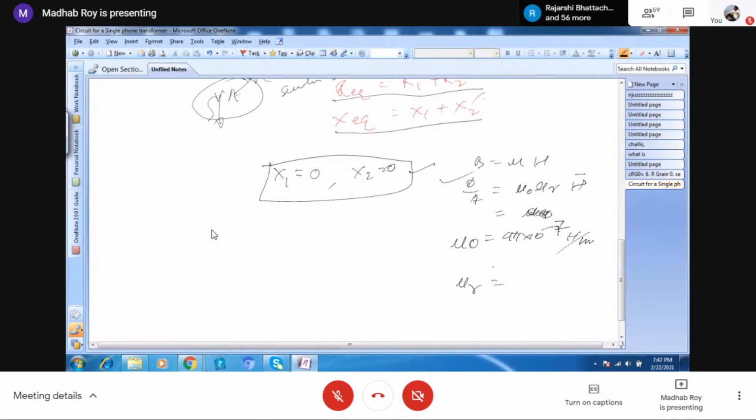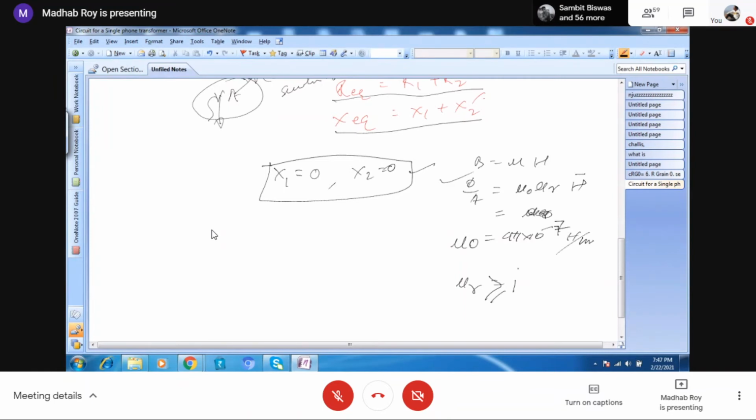Mu r can go from greater than 1. Okay. At least, what is the value of mu r if it is a ferromagnetic material? If it is diamagnetic, that is a different issue. We are not discussing diamagnetic material. We are discussing ferromagnetic material. So mu r is basically, okay.